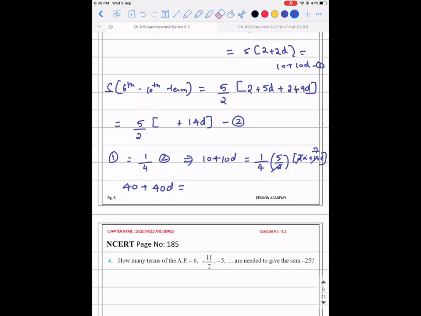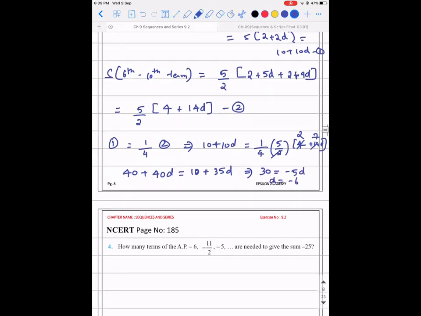So 2 plus 2, it is going to be 4. So when it is 4, then this will cancel 2A. So 4 goes to the other side, is equal to 10 plus 35D. Accepted. So how am I getting D as negative? Okay, D is negative then. So 30 is equal to minus 5D. Yes, D is equal to minus 6. Means it's going in the decreasing way.